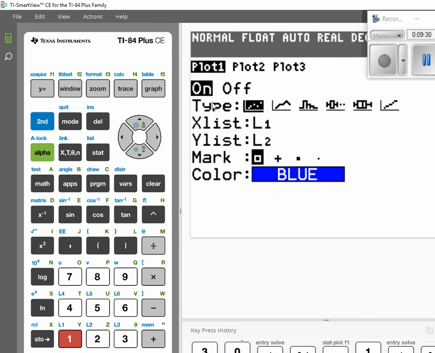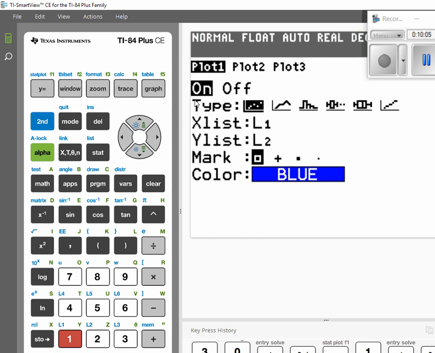So then our X list, we have to tell it it's L1. If you ever have to name L1, do you see it's the blue lettering down here above the 1? And L2 is the blue lettering here by 2. So you'd have to go second 1 to get L1 and second 2 to get L2. And then this is just a matter of opinion if you like open squares or pluses or whatever. And of course, mine is a more sophisticated calculator, so I can actually do it in different colors. There you go. You can change your colors.